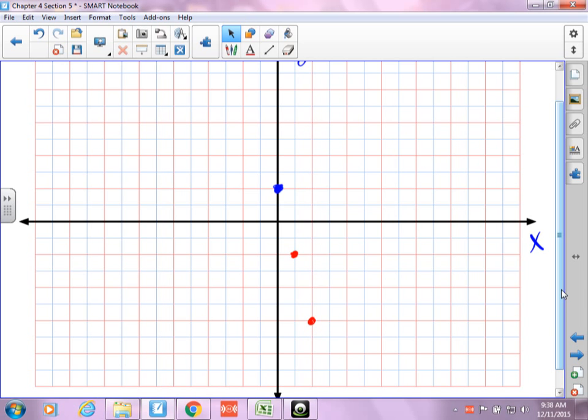Yes, ma'am? So you don't start from the origin. You start from the dot on the line. Correct. You do not start from the origin. You start from your dot, your y-intercept.